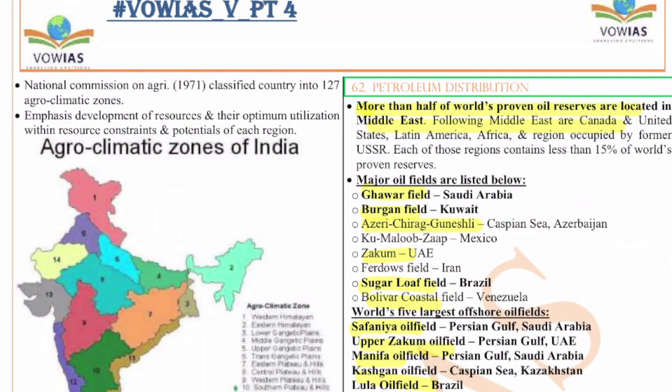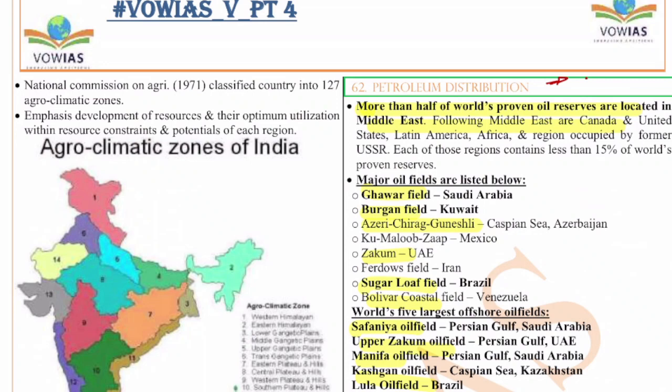The 62nd question is with regard to petroleum distribution. We have the OPEC countries, like Bahrain, Oman, Qatar, UAE, Iran, Iraq, Libya. They are the OPEC members. The headquarters of OPEC is at Vienna, Austria, but Austria is not part of OPEC.